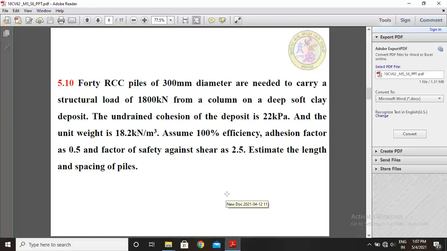Next problem. 40 RCC piles of 300 mm diameter are needed to carry a structural load of 1800 kilonewton from a column on a deep soft clay deposit. The undrained cohesion of the deposit is 22 kPa and the unit weight is 18.2 kilonewton per meter cube. Assume 100% efficiency, adhesion factor as 0.5 and factor of safety against shear as 2.5. Estimate the length and spacing of piles.